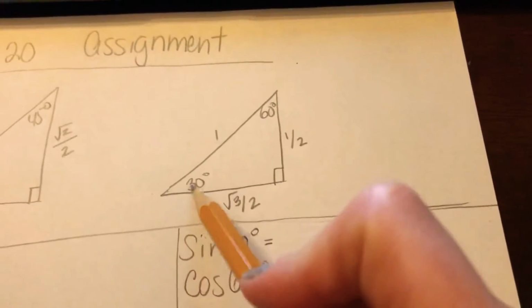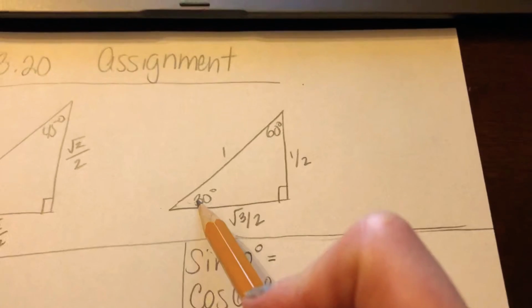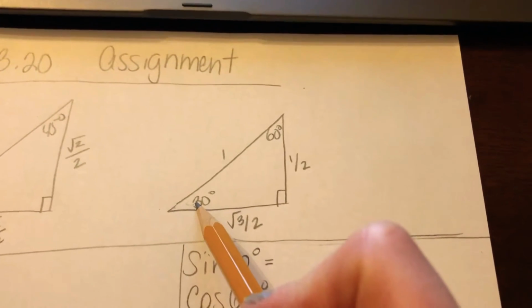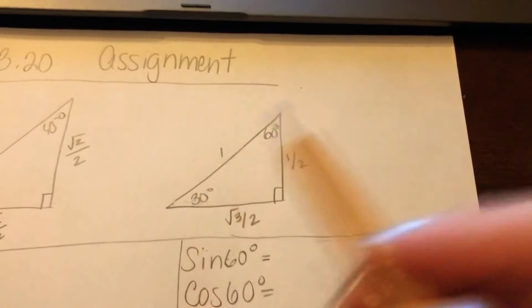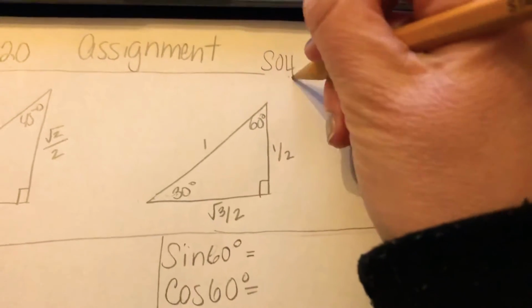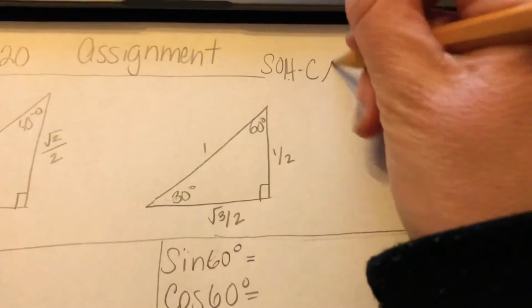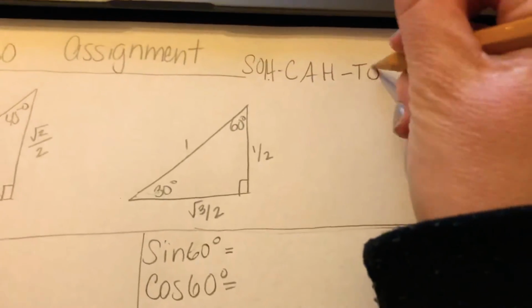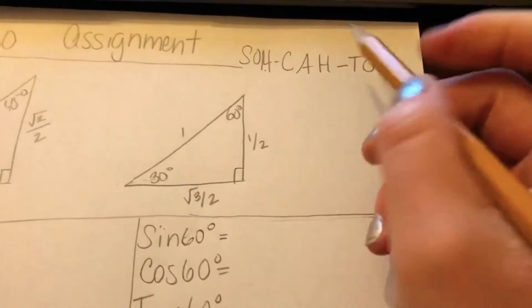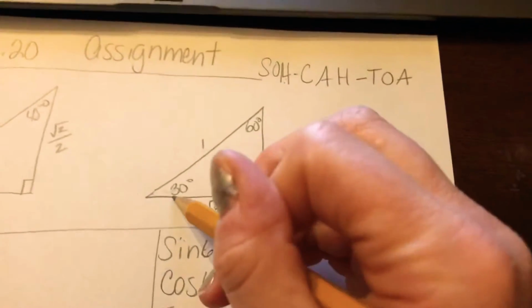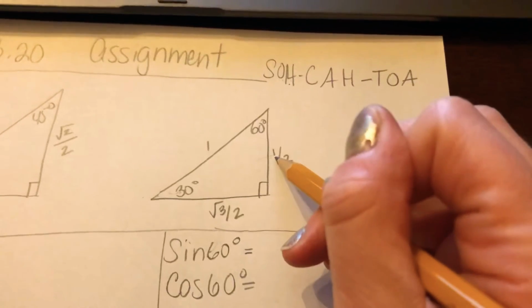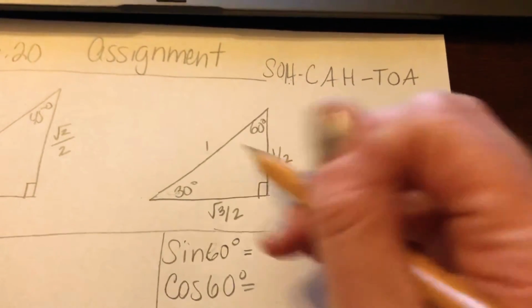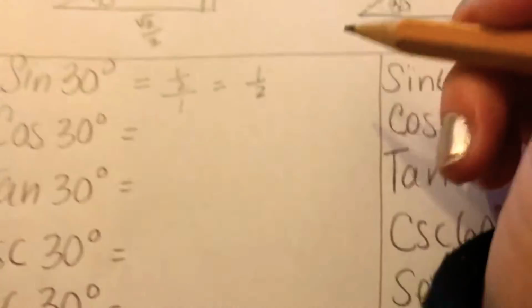So remember, think about you're standing here, right? If I'm standing here, my sine is, let me write SOHCAHTOA up here. SOHCAHTOA. Right? So sine is opposite over hypotenuse. So my opposite side is right across at 1/2 over my hypotenuse is 1. So the sine of 30 degrees is 1/2 over 1, which is just 1/2.